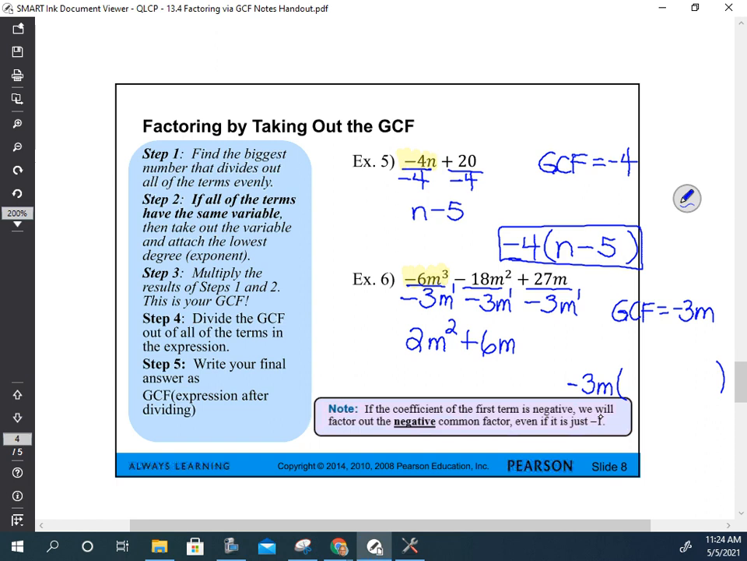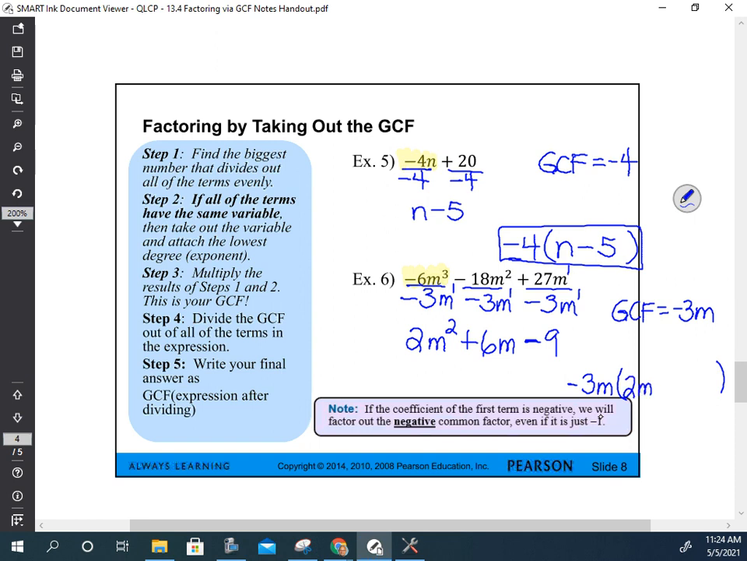And then what's the last piece? Negative 9. And then 1 minus 1 is 0. So the 9 doesn't get a variable.